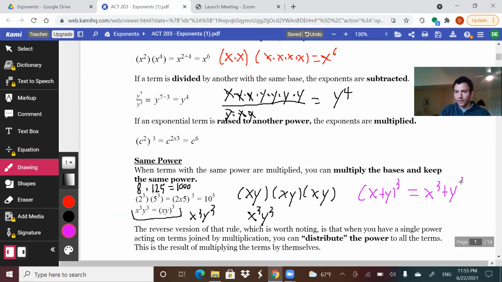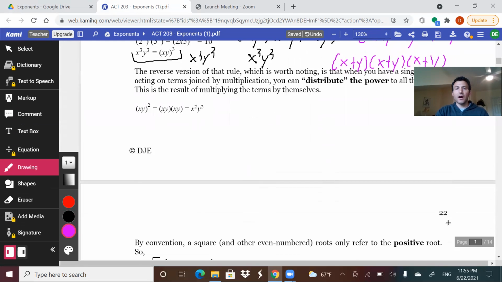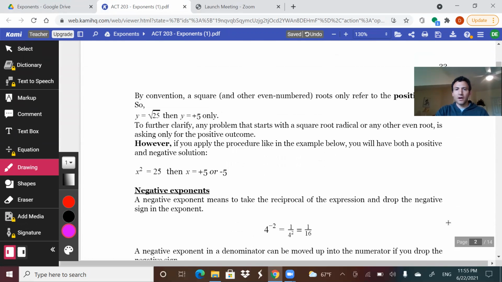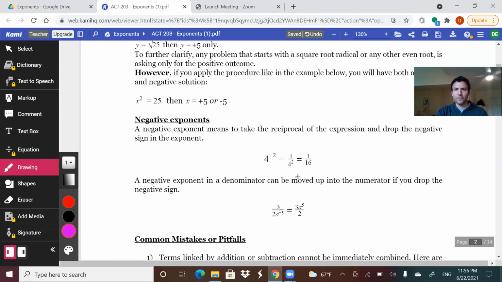This is not true. Because if you think about this one, by the same logic, this is x plus y times itself 3 times. Well, if you FOIL and then collect like terms on this, you're not going to get x to the 3rd plus y to the 3rd. So if you see addition or subtraction, you can't distribute an exponent or indice across it. You can read about that. This is more of an SAT thing than an ACT thing on this part, but you can still read about that anyway.